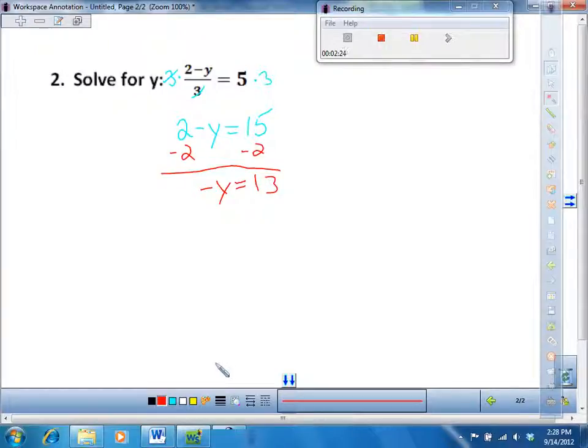Now, what does that mean, Mia? Well, you don't want y to be negative, so you have to divide by negative 1. Good, okay. So even though you don't see a negative 1 in front of here, it's understood that's where that negative sign comes from. I can either multiply by negative 1 or divide by negative 1, and it will make that negative 1 disappear. Negative 1 divided by negative 1, and I get y equals 13 divided by negative 1. What's 13 divided by negative 1? Negative 13. Who got negative 13 for that answer?